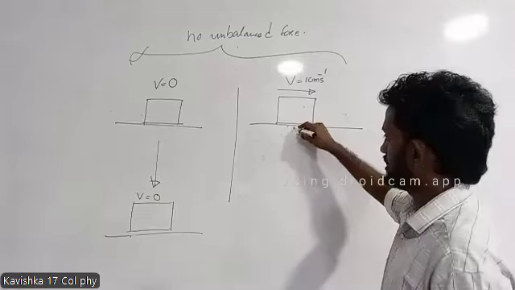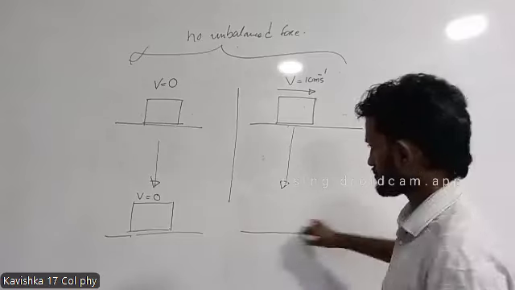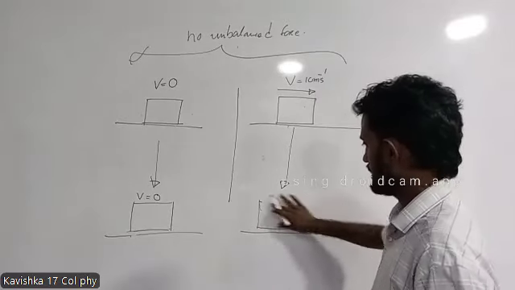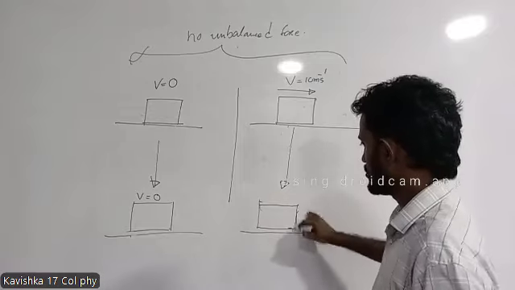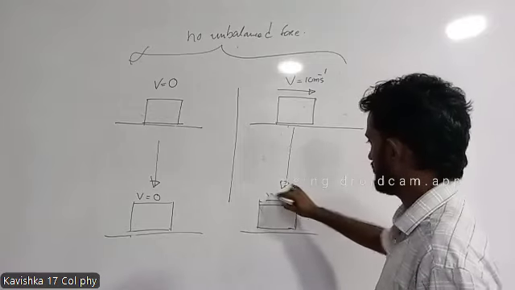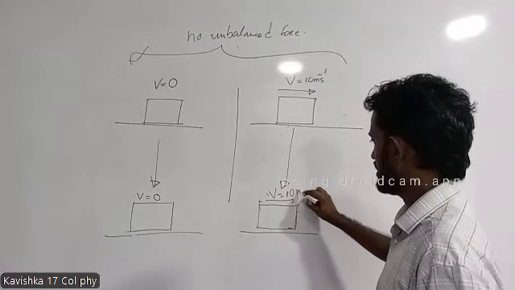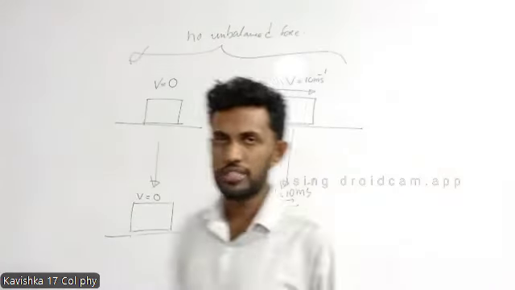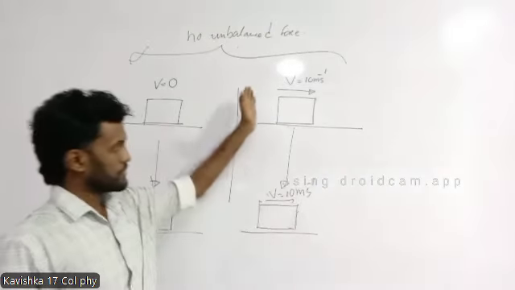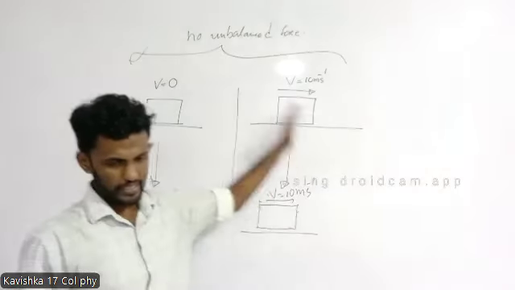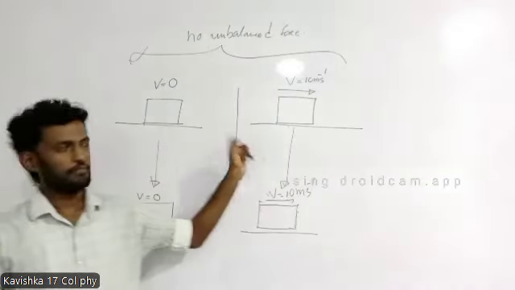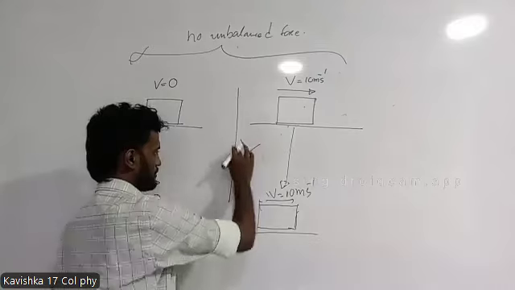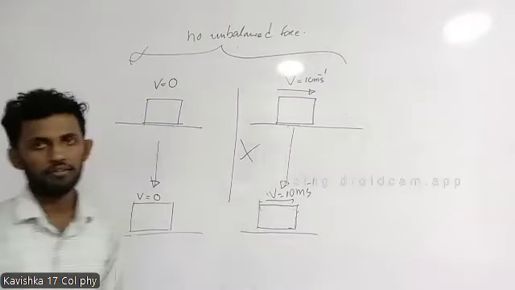But moving objects also remain at uniform velocity, which means the same velocity, equals 10 m s^-1. Velocity also doesn't change. But this part, the right side, is not true in the real world.